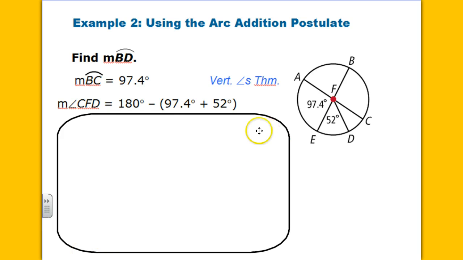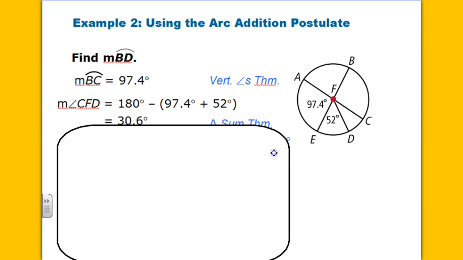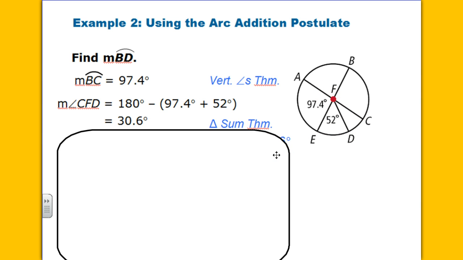Well, they did it a little differently, and I like what they did. They said, look at AC, the diameter. That diameter is 180 degrees as well, and it's made up of 97.4, 52, and the missing angle. So we simply add the two known angles, subtract that sum from 180, and we now know the small angle that we need, right? And that angle is 30.6 degrees.